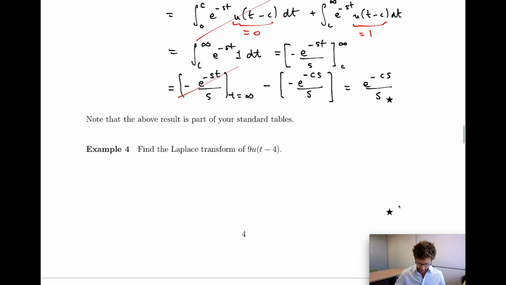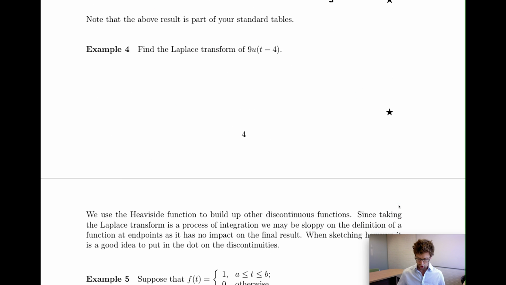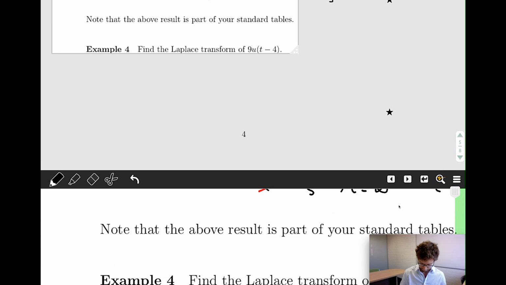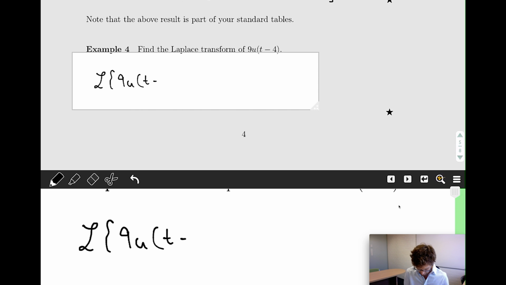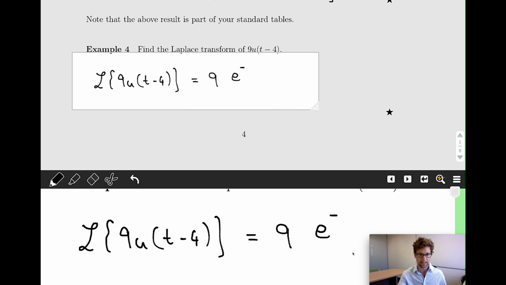Let's now use this idea to calculate the Laplace transform of a Heaviside function that we've already seen in example 2. So this is the Laplace transform of 9 times u of t minus 4. So once again, we're going to make use of the fact that the Laplace transform is a linear operation. It doesn't care about that 9 in front. So the Laplace transform of 9 times the Heaviside function is going to be 9 times the Laplace transform of the Heaviside function. So that's going to be e to the minus cs, in this case, c is equal to 4, all divided by s.